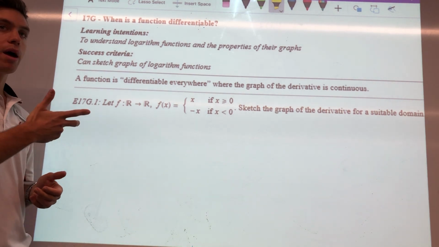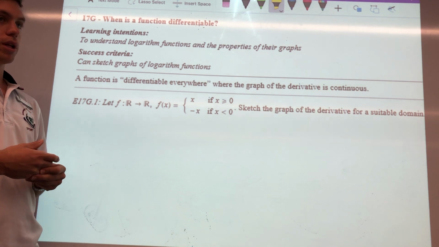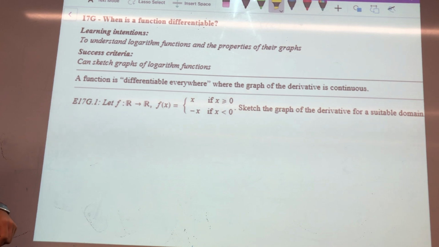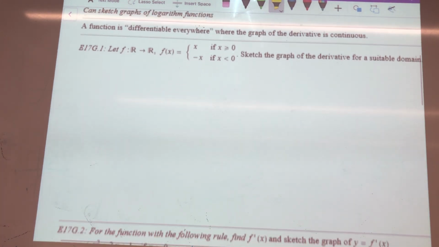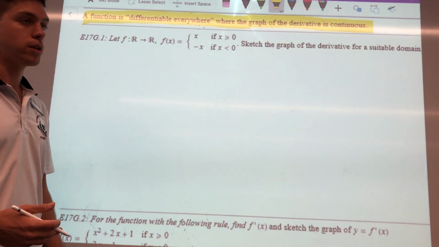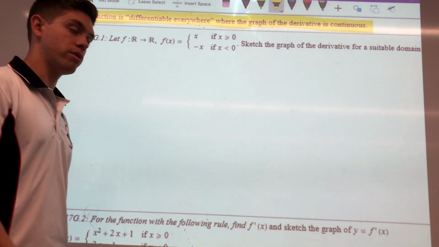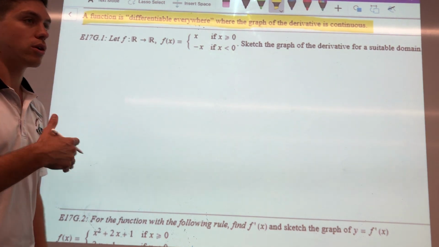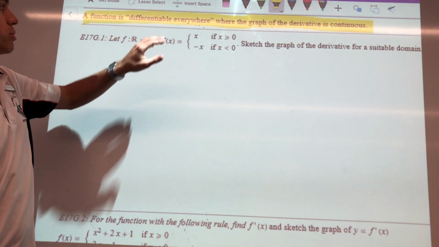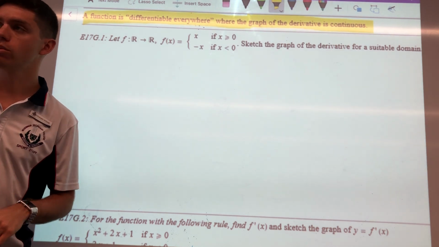So we're going to be building on that aspect of limits and continuity today to ask ourselves when a function is differentiable. A function is differentiable everywhere where the graph of the derivative is continuous. That means if we can determine the derivative and run this continuity test on it, and the derivative is continuous everywhere, then the function is differentiable everywhere. That is, we can find its derivative at all points.